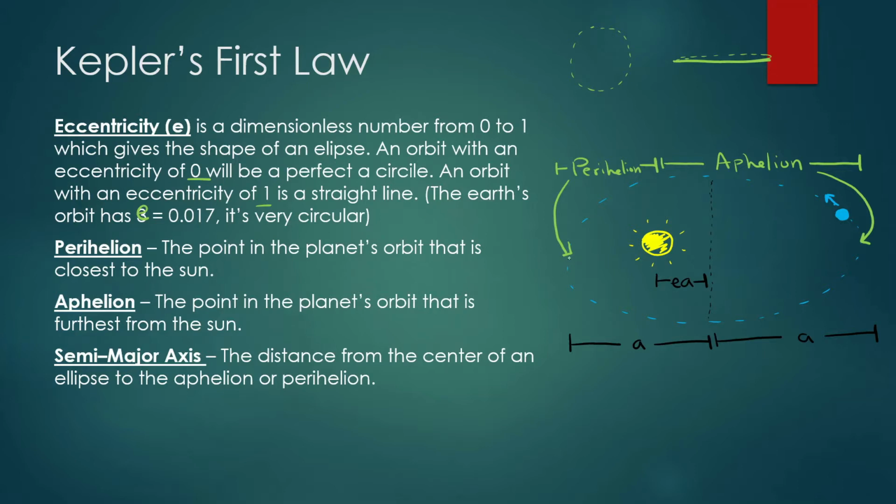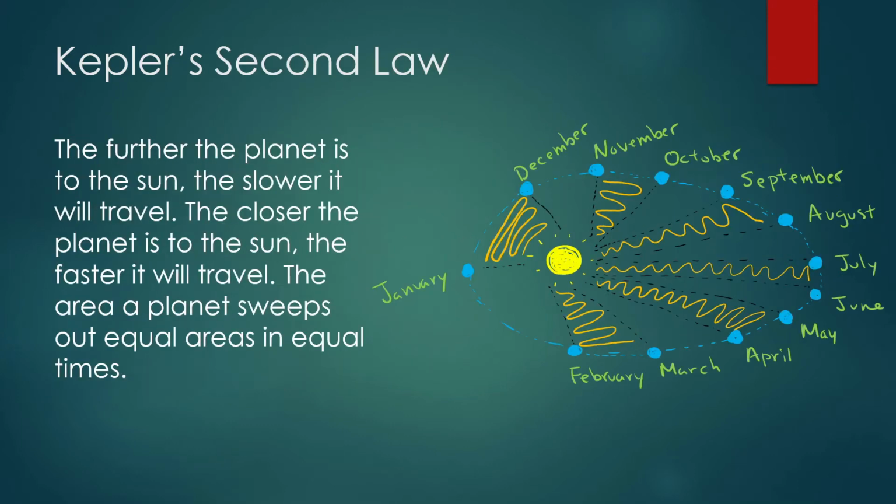Perihelion is the closest point from where it is to the sun, and aphelion is the furthest point from where it is to the sun. And the semi-major axis is pretty much how far it is from the middle point of this orbit. This A. Okay, so those are things to know. Okay, moving on. Kepler's second law.